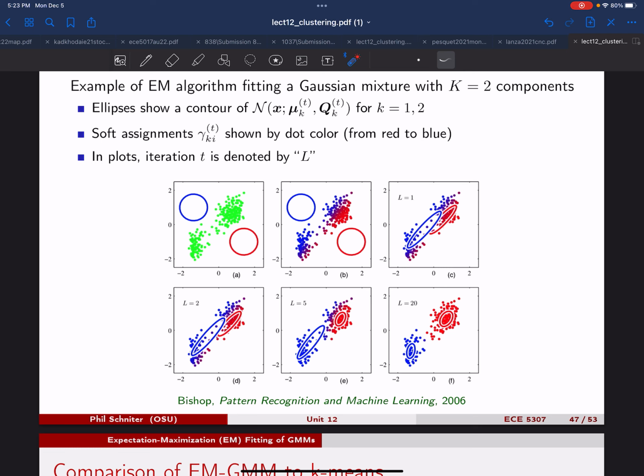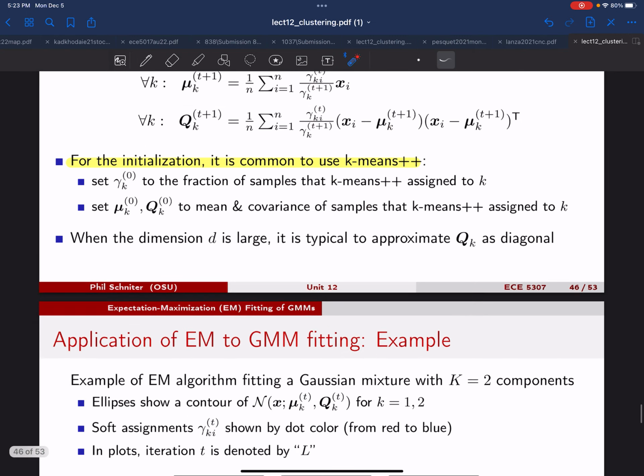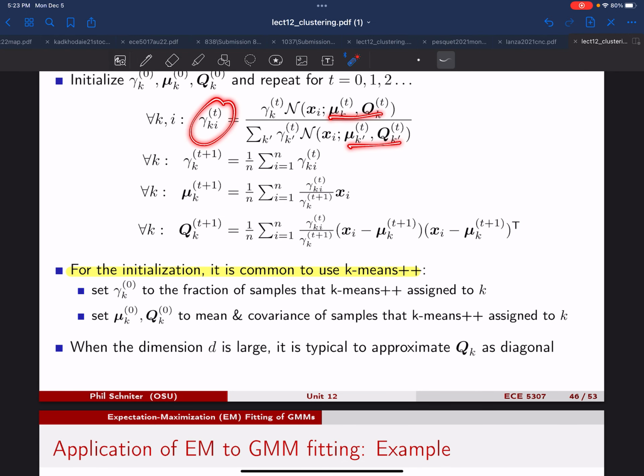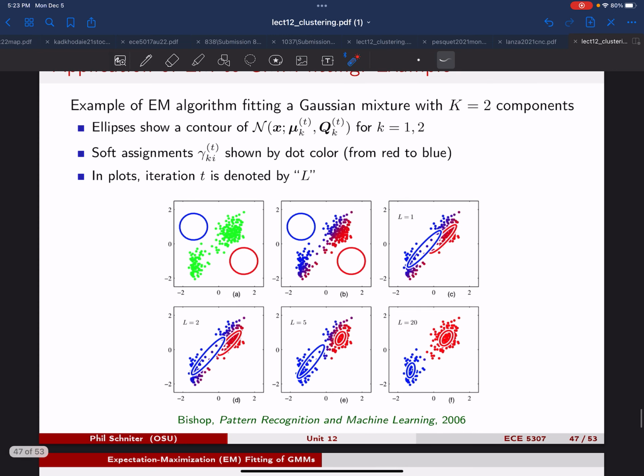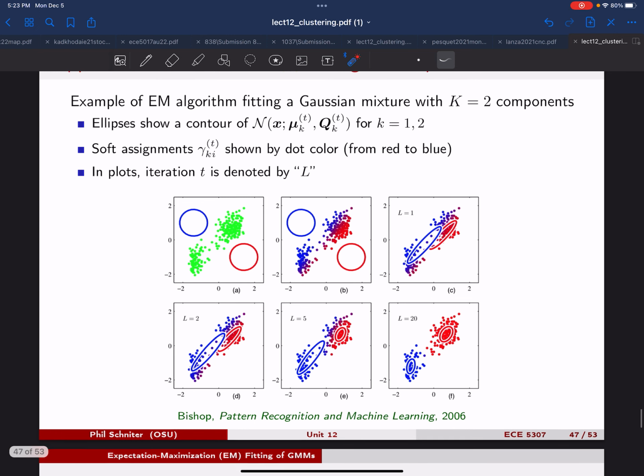And based on the new ellipses, we then compute new cluster assignments by plugging the new parameters in here, new cluster assignments. And we keep redoing that. So new ellipse gives us new colors gives us new ellipses, and this is iteration 1, iteration 2, iteration 5, iteration 20. You can see how gradually these ellipses move over and become better linked to these two clusters here. Okay, so just an illustration of the EM algorithm.